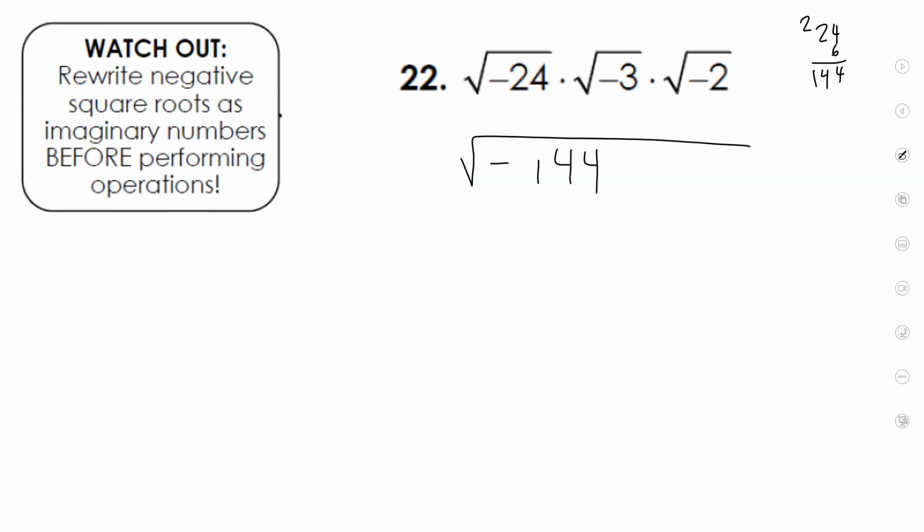Okay, now let's break it up. What's the square root of negative 1? Yep, I. And the square root of 144? 12. The answer is just 12i.